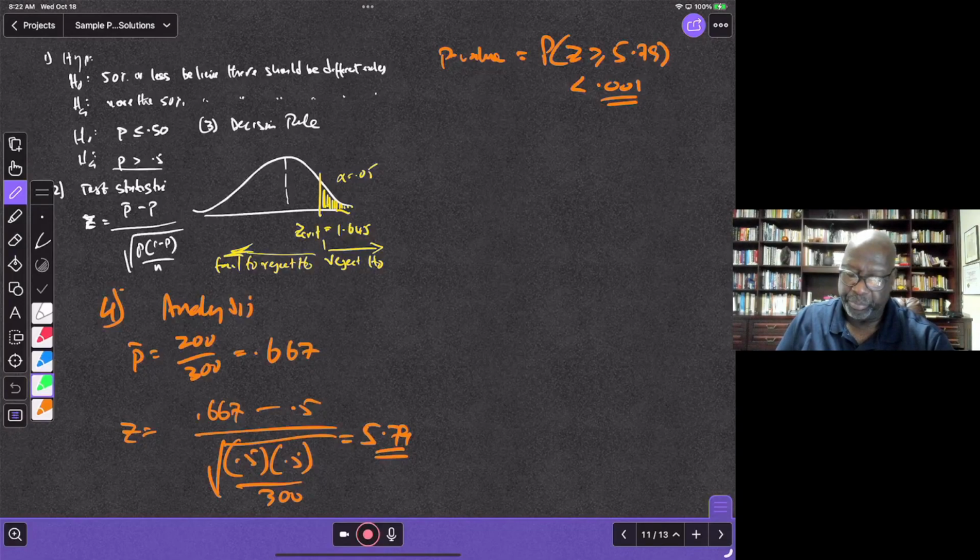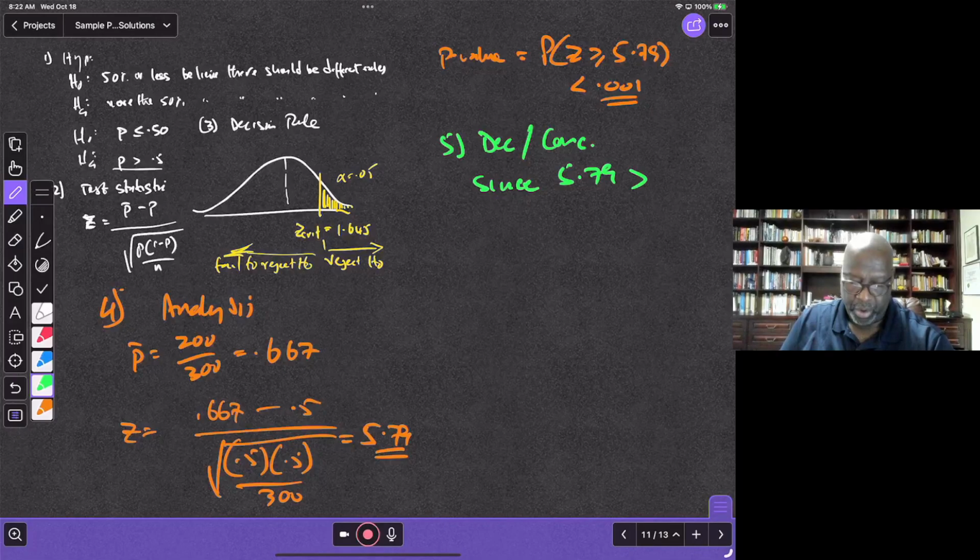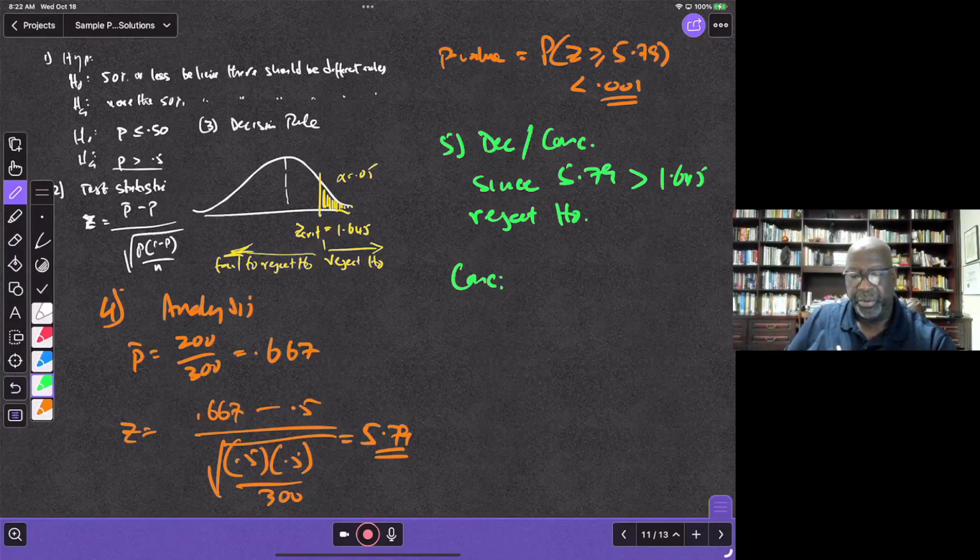And so step 5, our decision and conclusion. The decision is always just based on whether or not we reject the null hypothesis or not. So since, critical value approach, 5.79 is greater than 1.645, reject the null hypothesis. What's our conclusion? Now our conclusion has to do with the hypothesis that we stated.